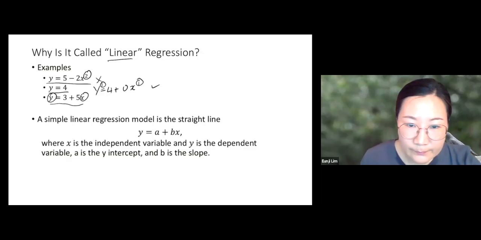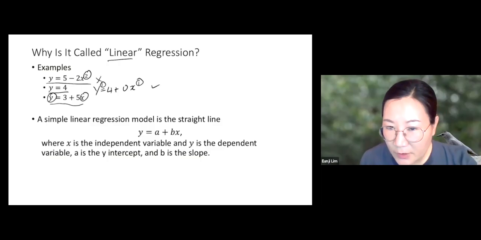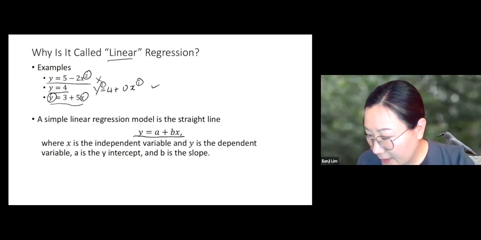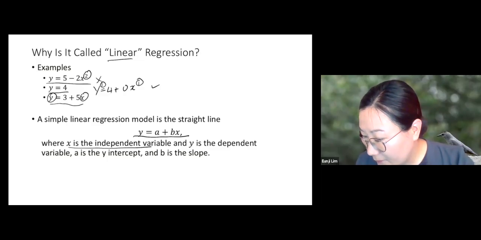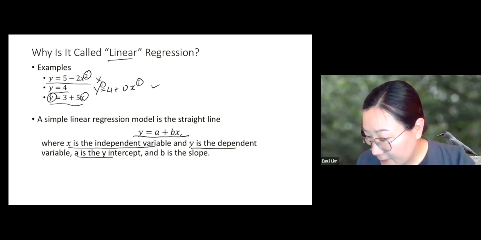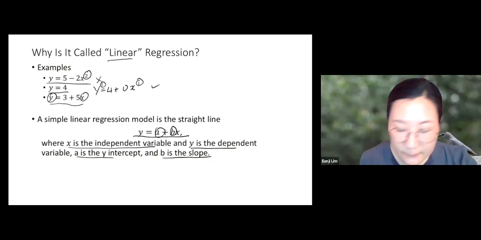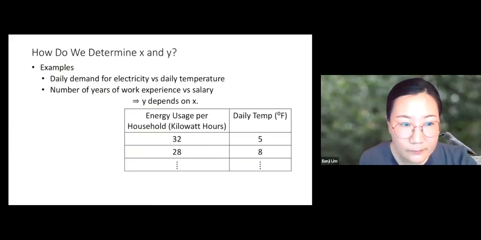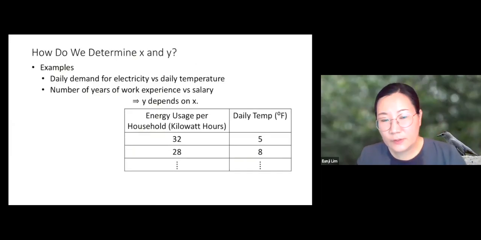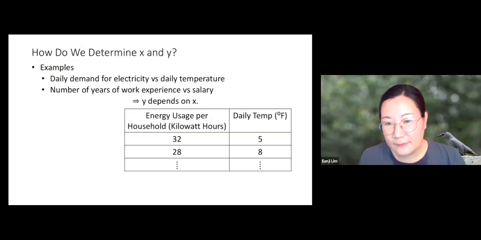So in general, a linear equation has the following form. Y equals a plus bx. x is the independent variable, y is the dependent variable. A is a constant called the y-intercept, and b is another constant called the slope. Now the next question is, how do we determine x and y?